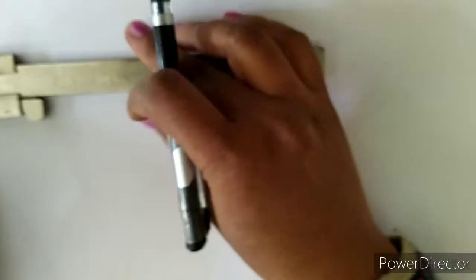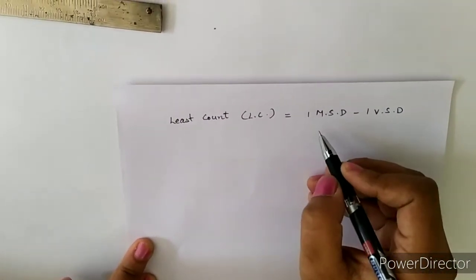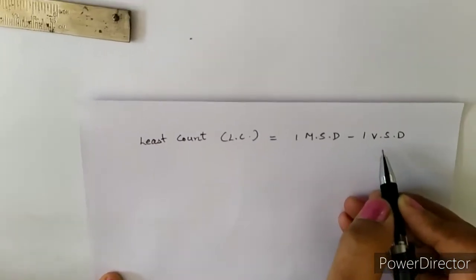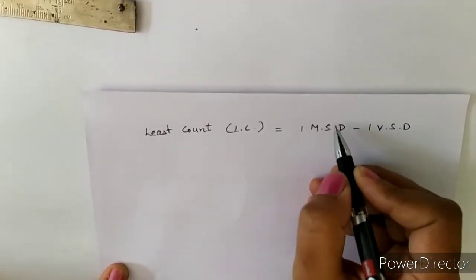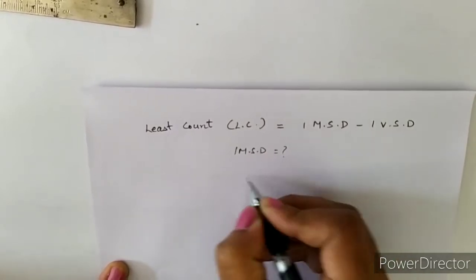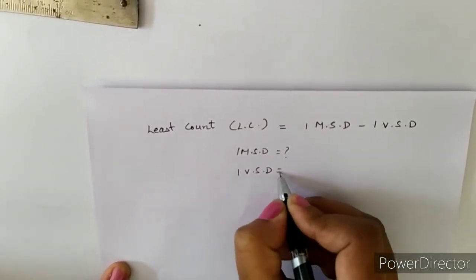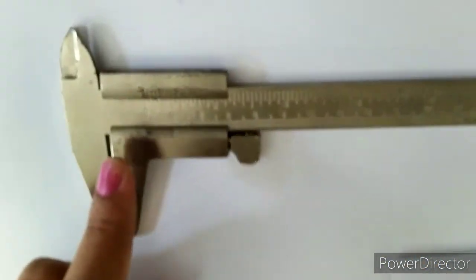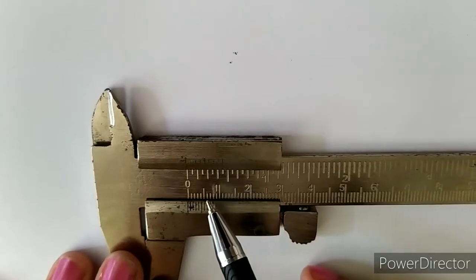Now we will find the least count. So least count is the difference of one main scale division and one vernier scale division. For that we should know what is the value of one main scale division and one vernier scale division. For that we have to go to this scale again.